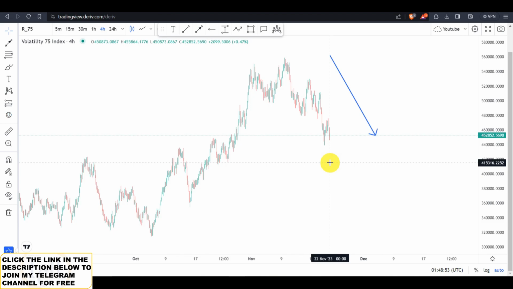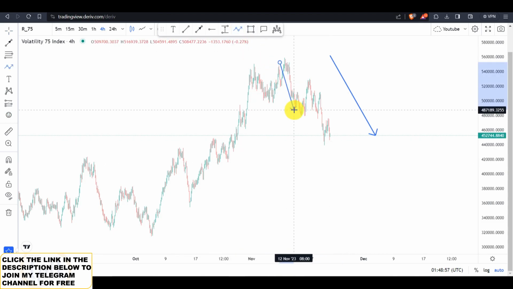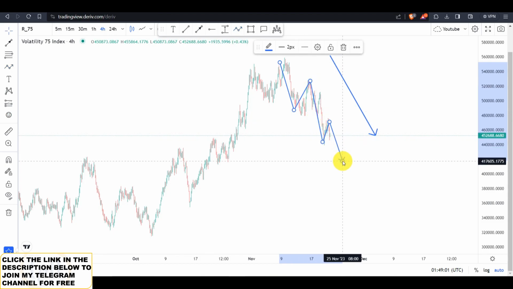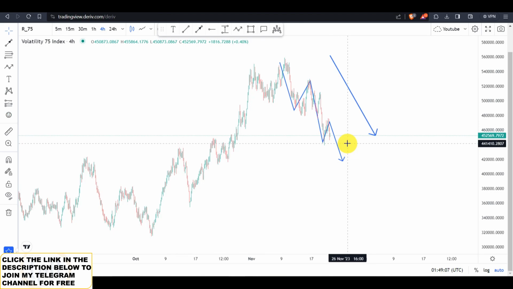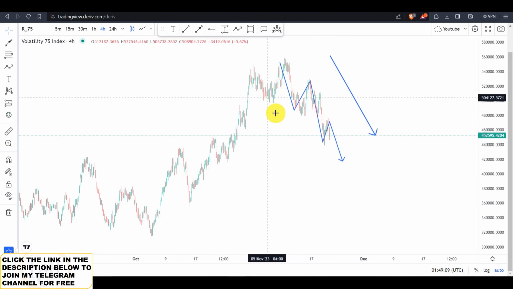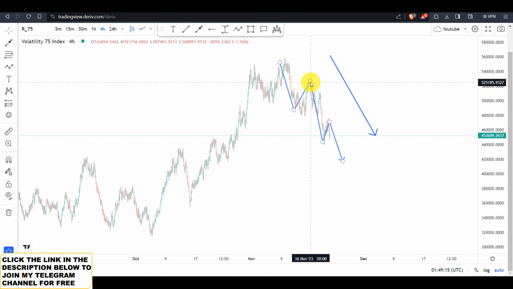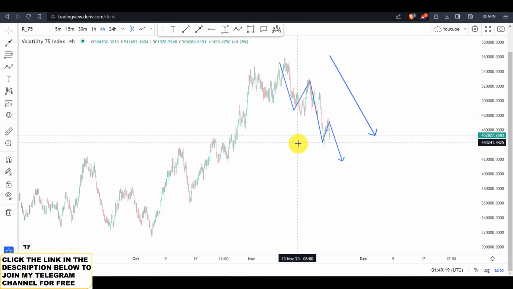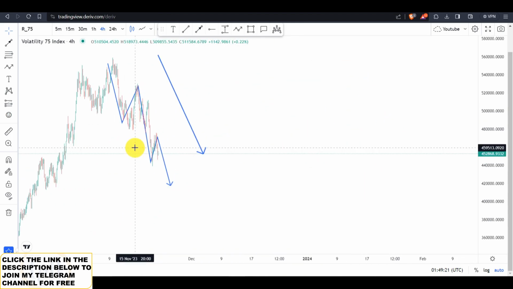Now we know how the market moves in a downtrend. The market always moves in series of lower lows and lower highs. Now a lot of people, when they come to the markets, have difficulties understanding what makes something a lower low, a higher high, or a lower high. For example, let me draw a simple illustration right here for you to understand.